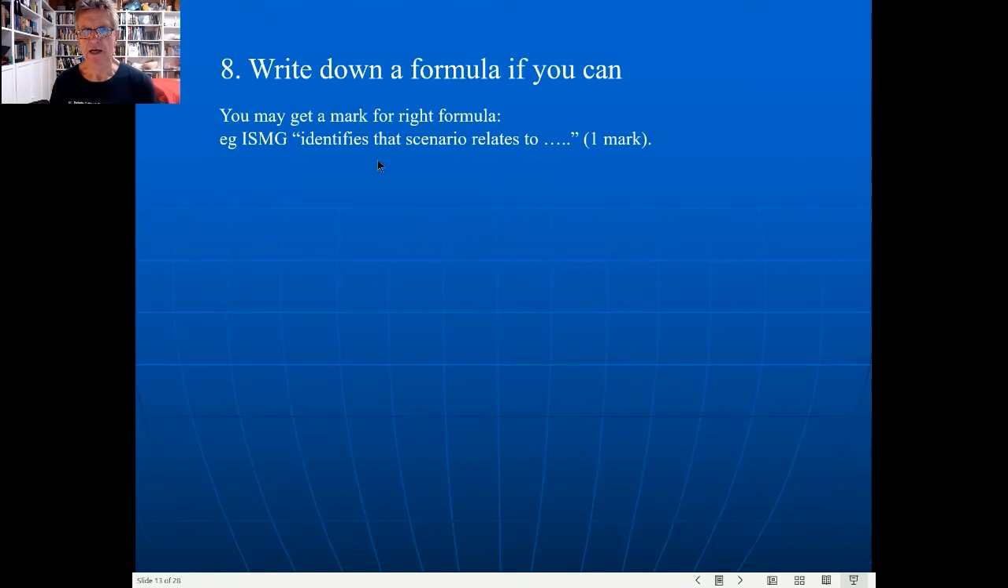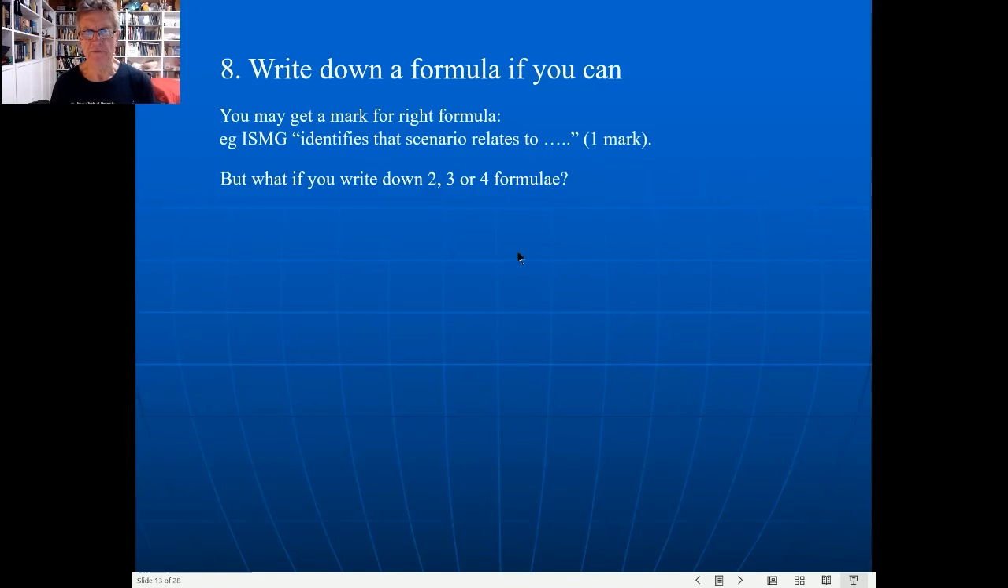It might say the scenario relates to quantum theory or the photoelectric effect. Now I've said you write the right formula down, but what happens if, and some students say to me, well, I'm going to write every formula down I can. I'm bound to hit one that's right, and I'll get a mark for that. So let's have a look.